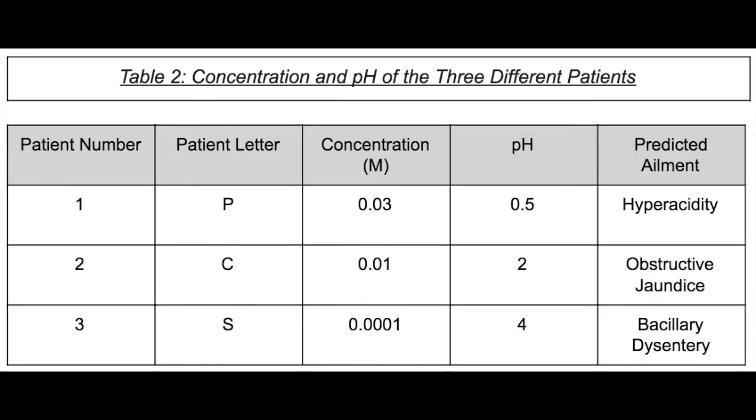We found the concentration and pH values for all 3 patients, and when linked with the symptoms, we believe that patient 1 is patient letter P who has hyperacidity, patient 2 is patient letter C with obstructive jaundice, and patient 3 is patient letter S with bacillary dysentery.